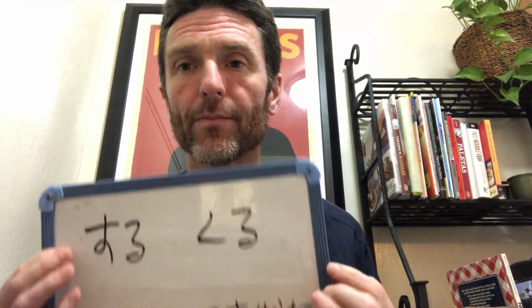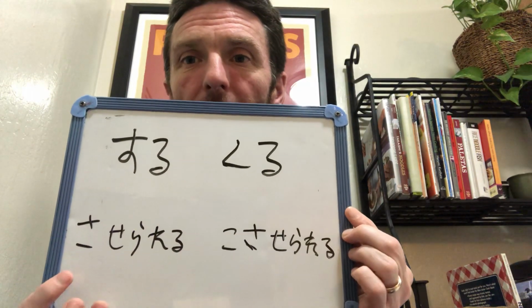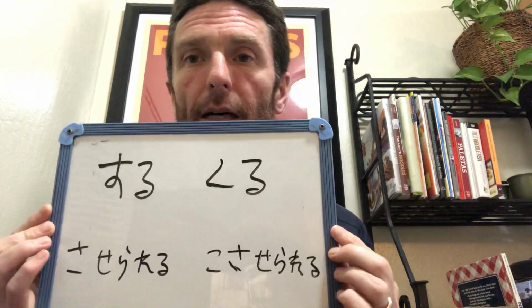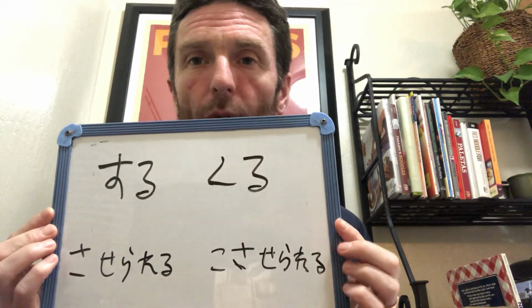All right, now let's get to our irregular verbs. These standard ones, suru and kuru. As you remember, saseru and sareru are our two for suru, and kosaseru and korareru for kuru. And so we're going to have something like saserareru and kosaserareru. So that's how our irregulars work. Now that we know the structure of it, how to make the verb, let's see how it fits in a sentence.